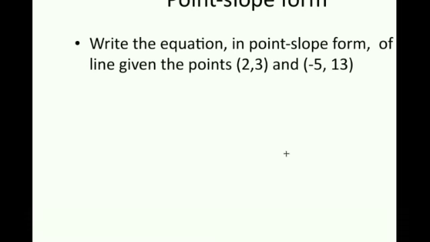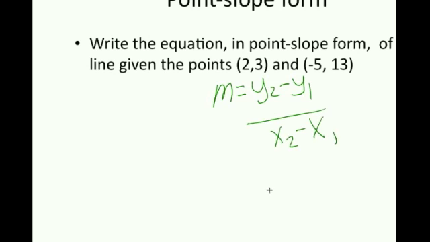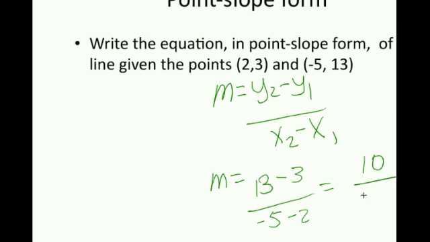Sometimes you're not given slope. So the first thing we have to do is derive slope. In order to do that, we use the equation m equals y2 minus y1 over x2 minus x1, and we replace our values with those numbers. m is equal to 13 minus 3 over negative 5 minus 2. 13 minus 3 is 10 over negative 7.